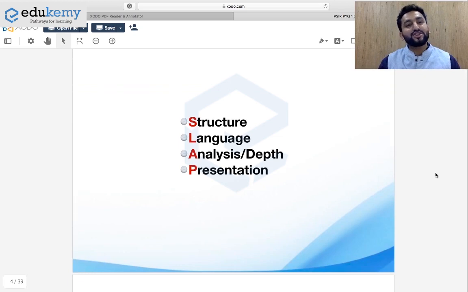Your structure reflects that your answer is comprehensive. It means introduction should be proper, there should be body, there should be conclusion. And within body, your structure should have multiple components if the question is having multiple components. We are going to learn these things by actual practice. That is why we are having this series.